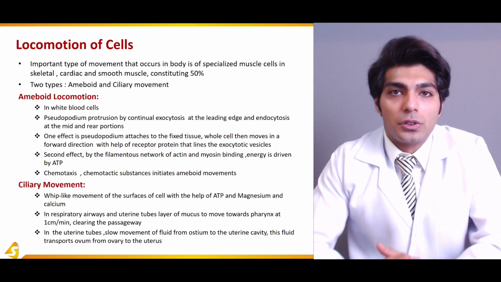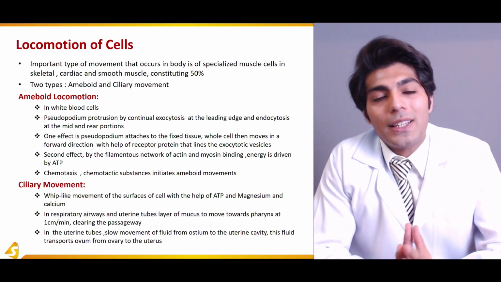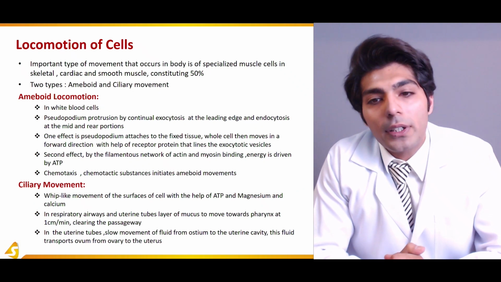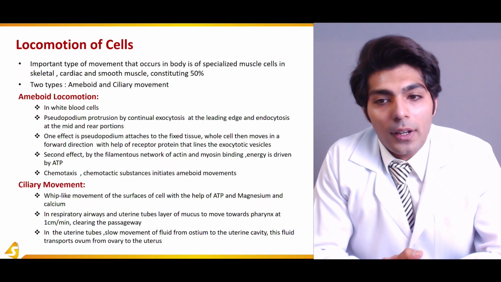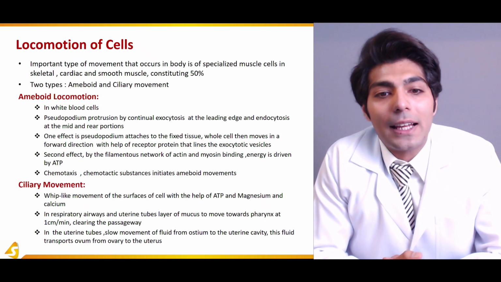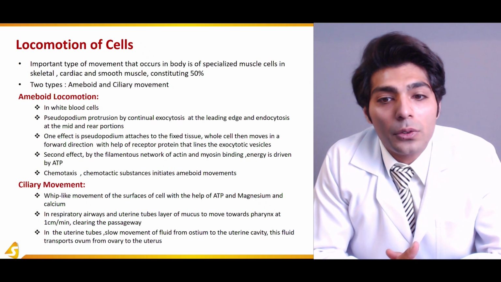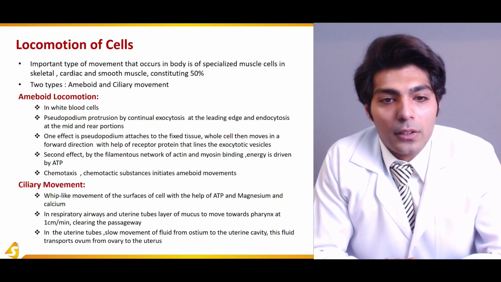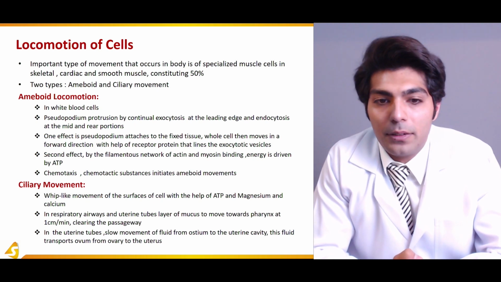Now, the locomotion of cells. We have two types of locomotion. One is amoeboid and the other one is ciliary movement. An important type of movement that occurs inside the body, for example in specialized muscle cells in the skeletal, cardiac and smooth muscle, constitutes almost 50% of the movement of the cells. So there are two types, which are amoeboid and ciliary movement.